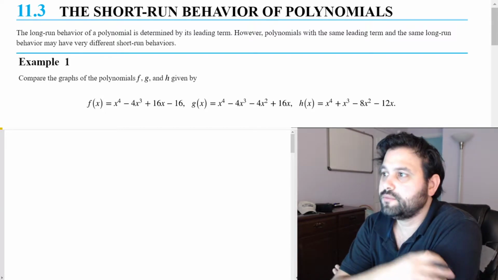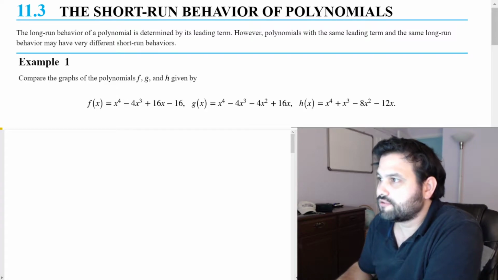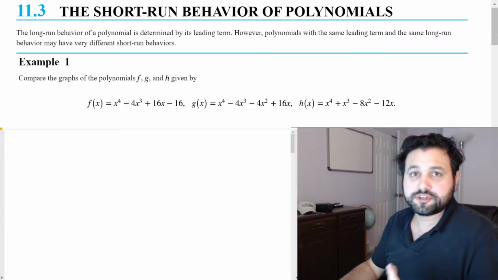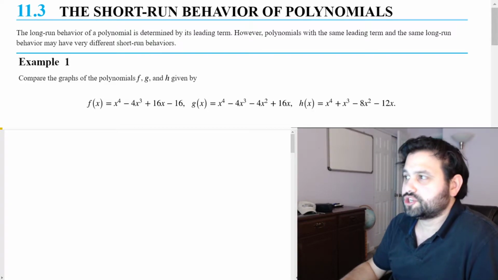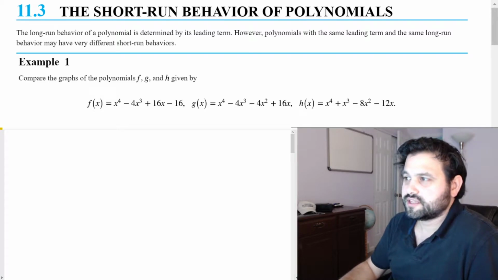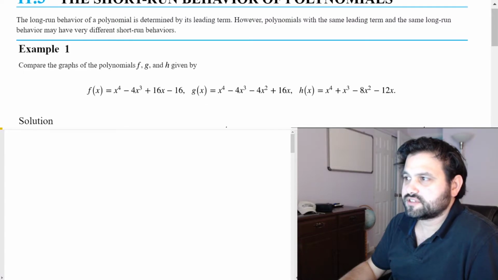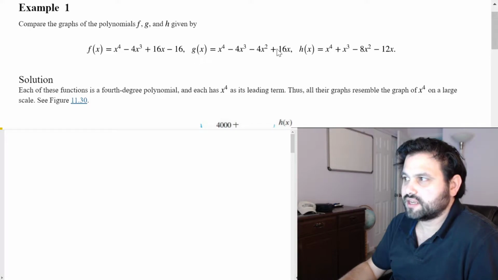So last time we were talking about the long run behavior, and so if we take a look here, the long run behavior of a polynomial was determined by its leading term. However, polynomials with the same leading term and the same long run behavior have very different short run behaviors. So if we take a look at that first example in the book, they give us three different polynomials, right? F of x, g of x, and h of x.